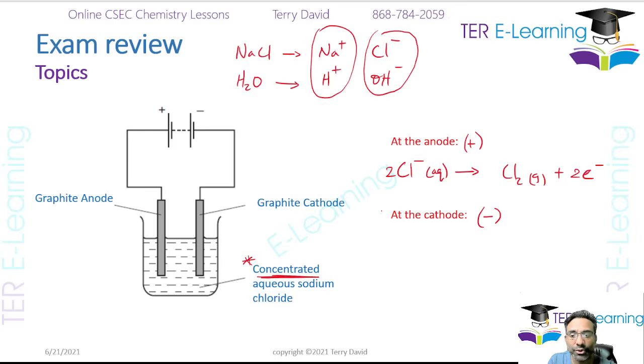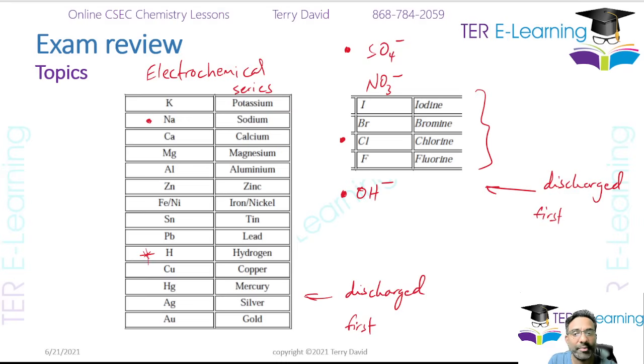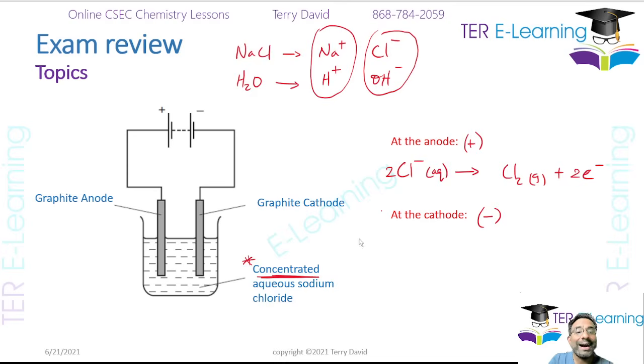Again, if you go back to your electrochemical series, you have sodium and hydrogen. Look at where sodium is. Look at where hydrogen is. That means that hydrogen is going to be discharged in preference to the sodium, right? So sodium is not going to be discharged at all. So in this case, hydrogen is going to be discharged. So it's 2H⁺(aq) plus 2 electrons produces H₂ gas, right? That's what's happening here.